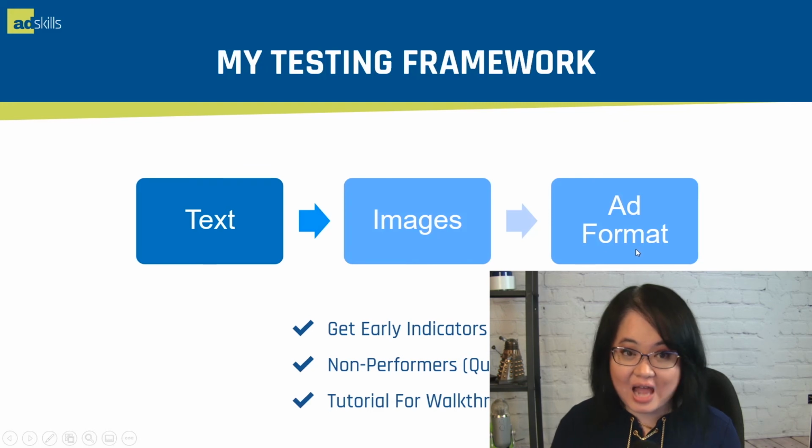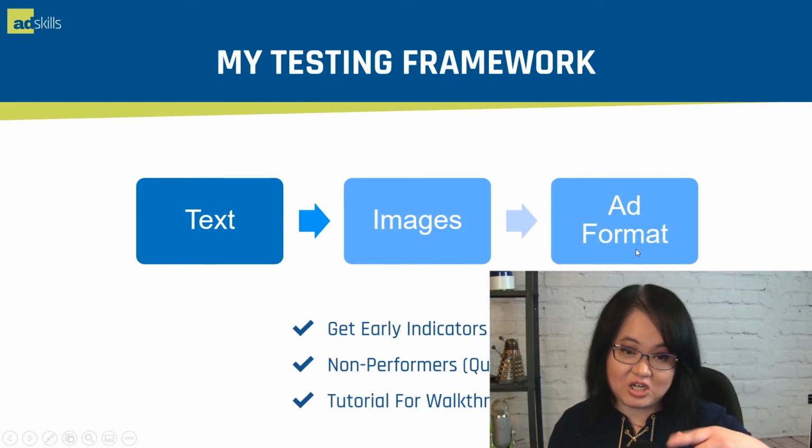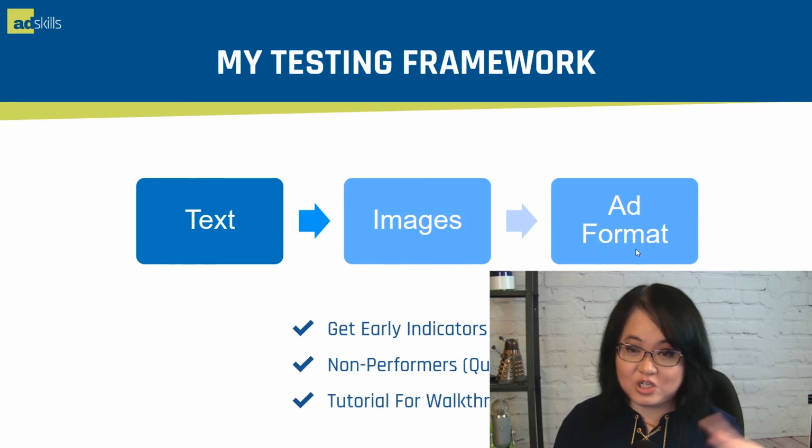And then from there, I'll test the ad format. So I'll test a video ad, an image ad, and a carousel ad to see which ones work best. Once that's all done, then I'm actually going to do the conversion ad. And by then, I would have a better idea of the different elements that are all going to work together. So that's what I use to get early indicators using traffic ads.